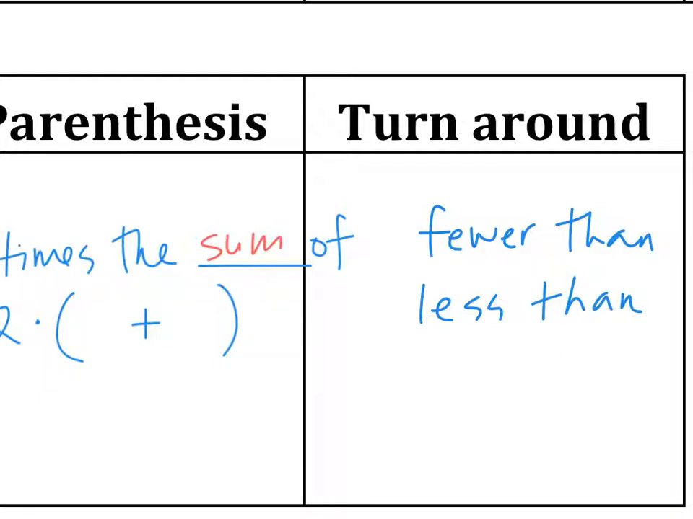So for example, if they say 2 fewer than x, you're not going to do 2 minus x. You're going to turn around. You're going to do x minus 2. Okay? We know that when it says fewer, something is smaller than something else, so then we know that we're going to subtract. But we cannot literally subtract it. We have to turn around.